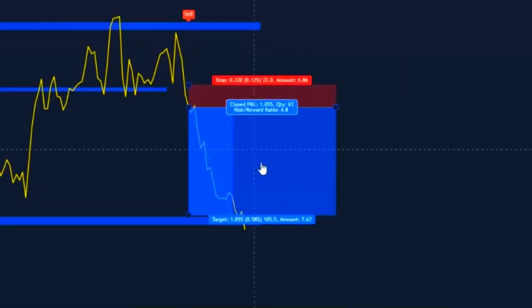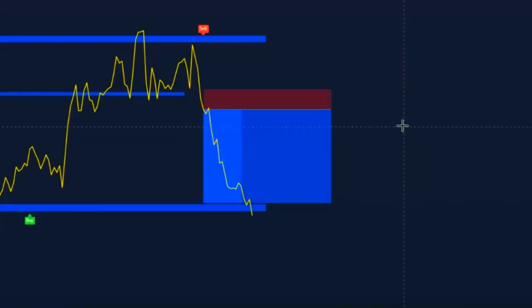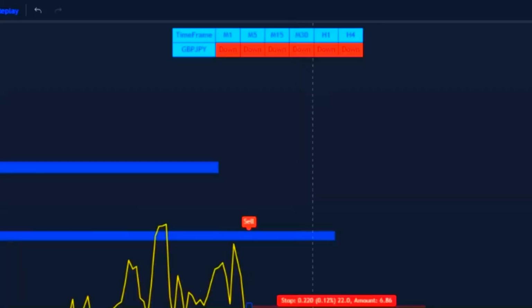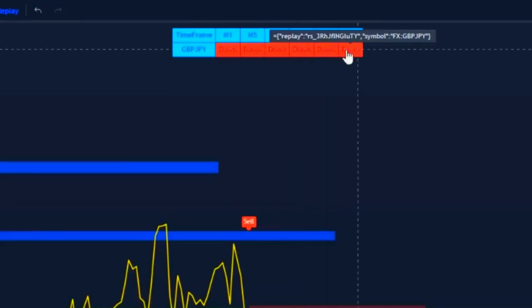And there we go, price has broken, hitting a take profit of 4.8 risk to reward. So if you're risking 1% of your account per trade, you would have just made almost 5% in one trade. This is a perfect example of a sell, and you can see now that we have entered the trade, all of the trend table icons are now for selling.